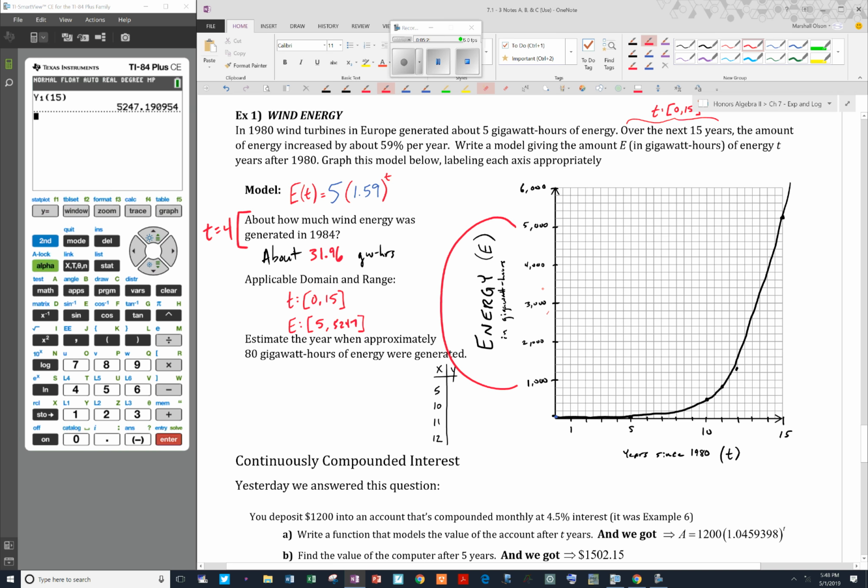And then again, look at the labeling here. If you're asked to make a graph on the quiz, the test, even in your homework, do a good job of labeling things. Take time doing that.